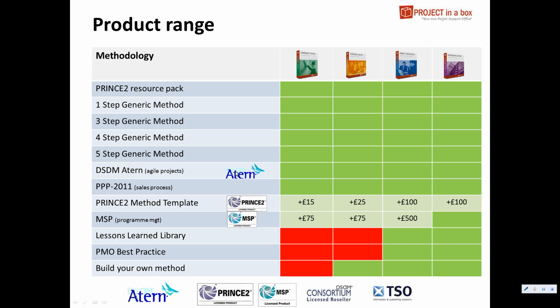Then we have the three official licensed methods: DSDM Atern, PRINCE2 and MSP. DSDM Atern is provided free across the full range of products. PRINCE2 is a commercial add-on, and MSP is a commercial add-on except in the Enterprise Edition, where it's included for free. So that's a quick overview of those. Let's have a look through a summary slide of each one.